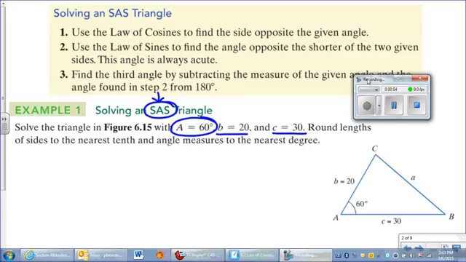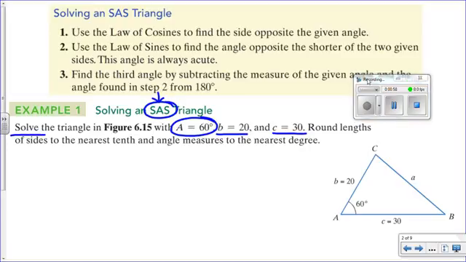There it is. And so what we need to do is to solve the triangle, and as we discussed yesterday, to solve it means to find all the missing sides and angles. And we also know that we're going to round the lengths to the nearest tenth and the angles to the nearest degree, okay? So since we have side B and side C and angle A, what is the only thing that we can find?